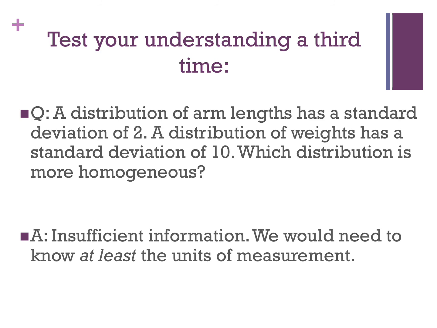So now let's test your understanding a third time. Question: a distribution of arm lengths has a standard deviation of 2. A distribution of weights has a standard deviation of 10. Which distribution is more homogeneous? Now, when I talk about a homogeneous distribution, I'm talking about one in which all the data points in the data set are clustered closely together about the mean. A heterogeneous distribution is one in which there is a lot of dispersion or scatter in the data. The data tend to fall far and wide away from the mean score in both directions.